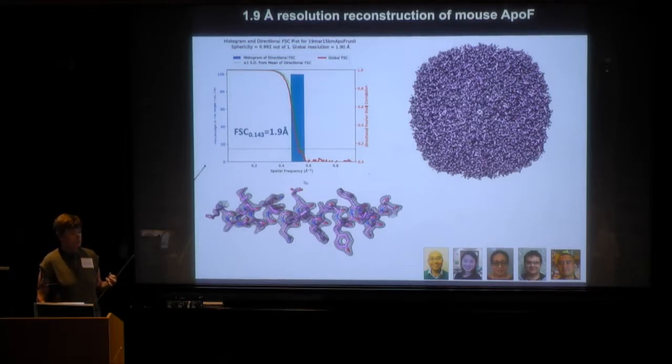I won't be talking about sample prep. That's one of the unsolved problems, and I think is why many, many samples do not get to sub-2 and are more stuck in the 3 to 4 angstrom range.